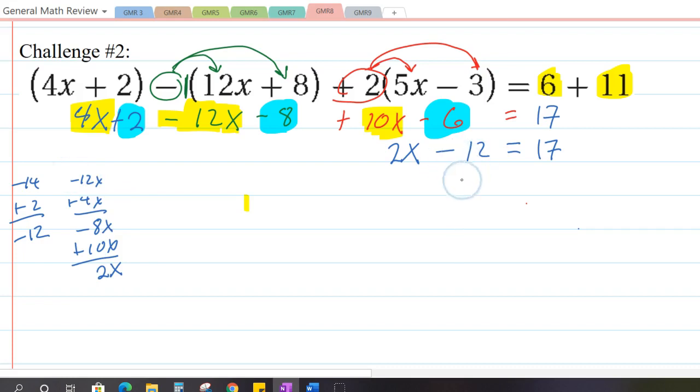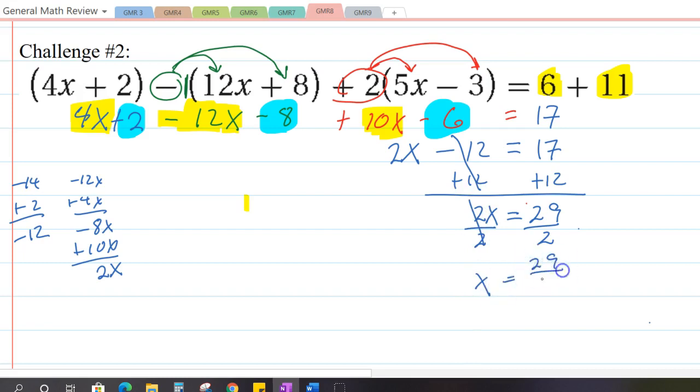The opposite of subtracting 12, add 12. What you do to one side, you always do to the other. We check our work to see if it canceled. Negative 12 and positive 12, yes, they do cancel. So I bring my 2x down, bring my equal sign down. 17 plus 12 is 29. I divide by 2 and divide by 2. That cancels. x is equal to 29 halves.